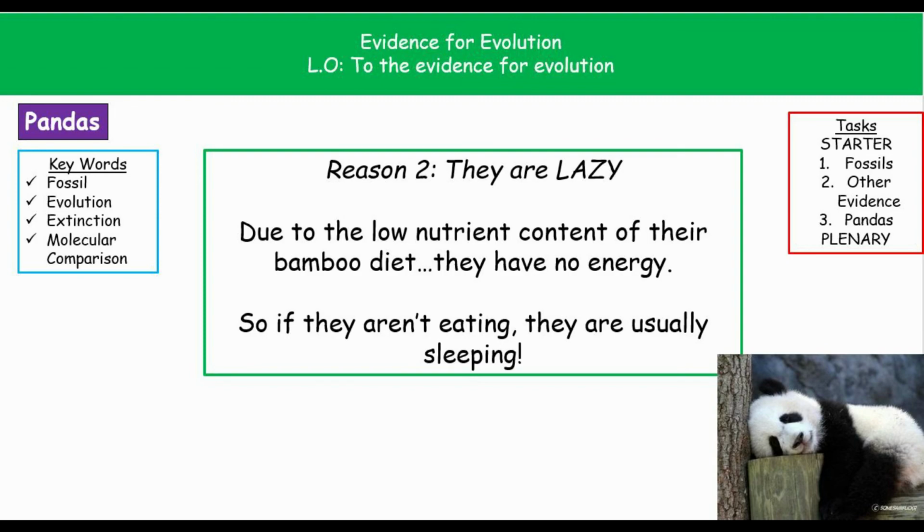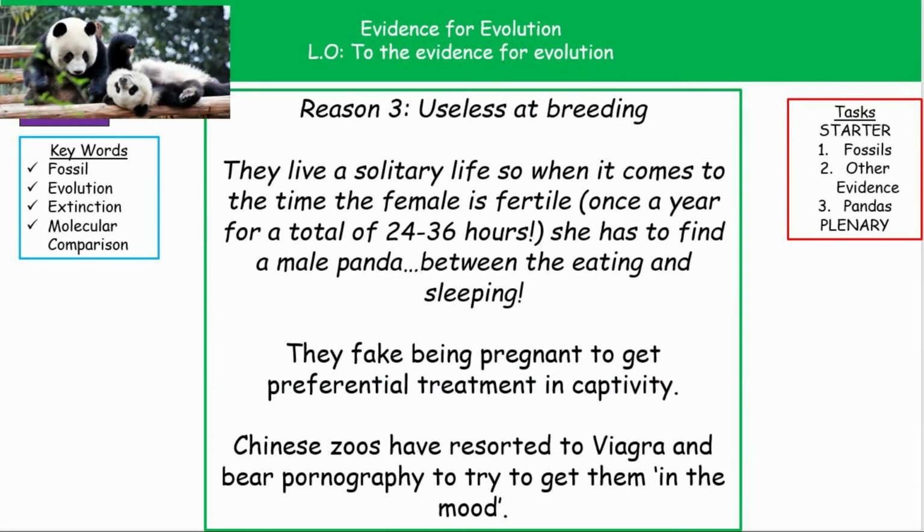They are lazy. Not just kind of teenage apathy lazy, we are talking so lazy. Because their bamboo diet gives them virtually no nutrients, because they're so stupid they're eating the wrong food, they've got virtually no energy at all. So if they're not spending their 14 hours a day eating, they're sleeping because they don't have the energy to do much else. Still need more convincing?